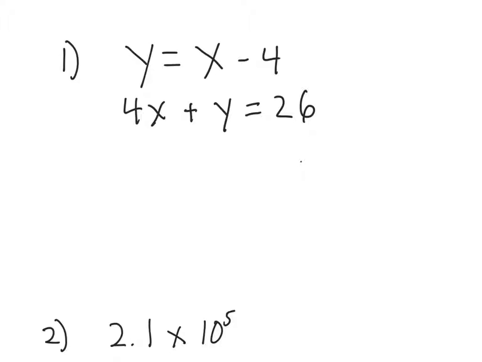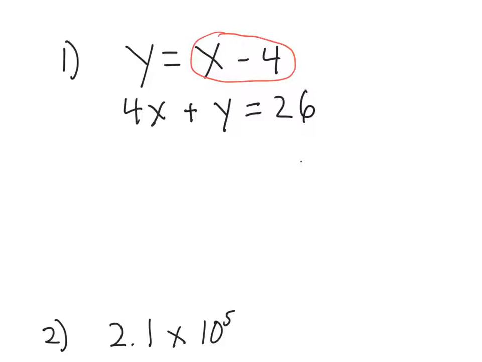This is the Bellwork for Monday, October 23rd. On number 1, we have to do substitution to find the x and the y for these two equations. Substitution means that we're going to take out one of the x or the y and substitute what it equals. If I look at this first equation, it's already pretty much done for us. We already have that y is equal to x minus 4.